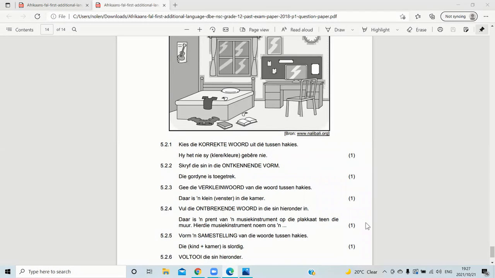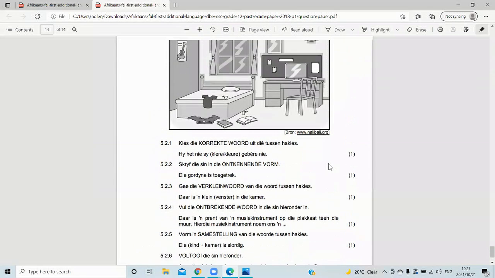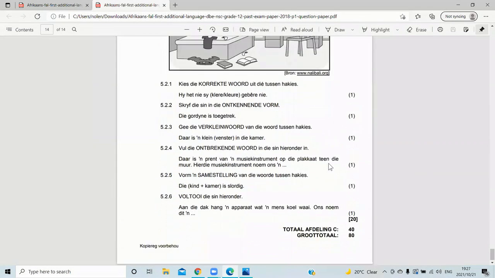And die kamer. We don't actually need to see the picture, so I can go down. Vul die ontbrekende woord in die sin hieronder. Daar is 'n prent van 'n musiekinstrument op die plakkaat teen die muur. So there's a picture of a musical instrument on the poster against the wall. It's a guitar. Hierdie musiekinstrument noem ons 'n gitaar. You spell it G-I-T-A-A-R. Gitaar. Like that.